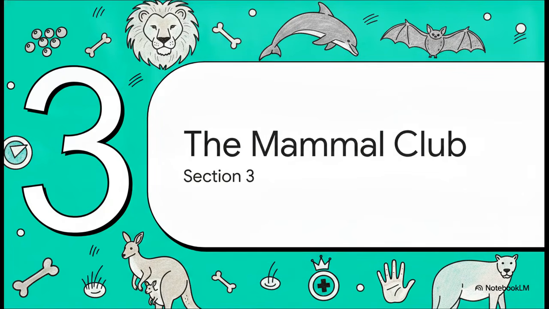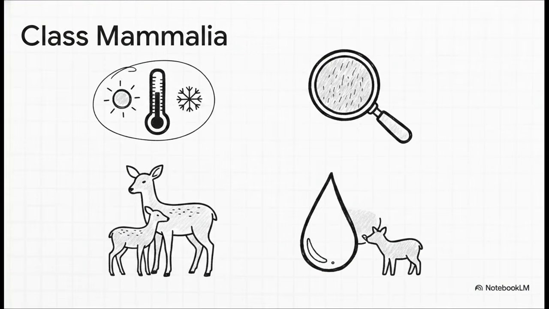Section 3, the mammal club. We're moving deeper down that funnel now, and we're entering a very exclusive club, class Mammalia. At this level, we leave the fish and the frogs behind. To be in class Mammalia, you gotta meet some strict biological criteria. First up, you are warm-blooded, meaning your body naturally regulates its own internal temperature, whether it's snowing or absolutely sweltering outside. Second, you have hair or fur.